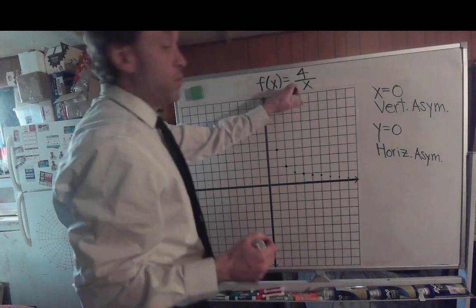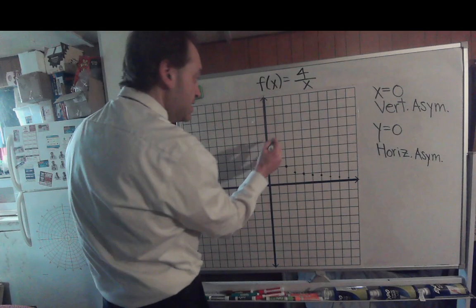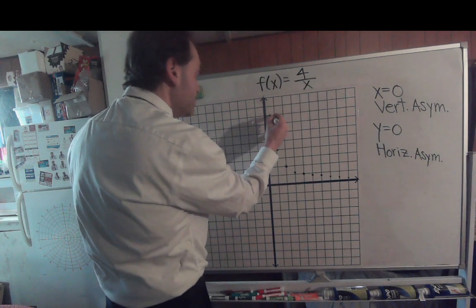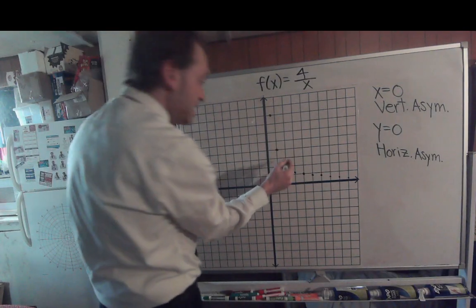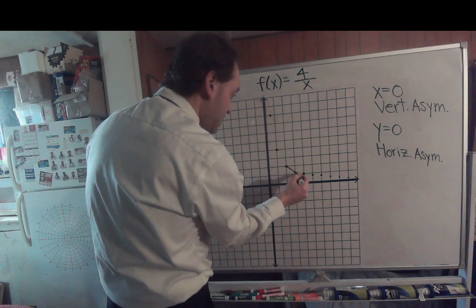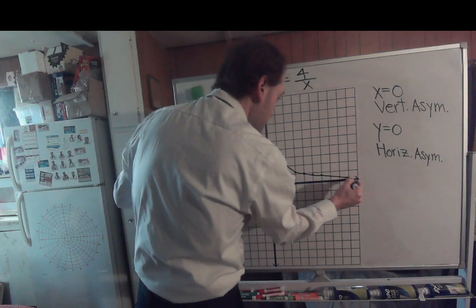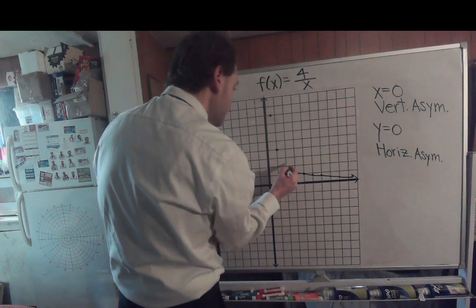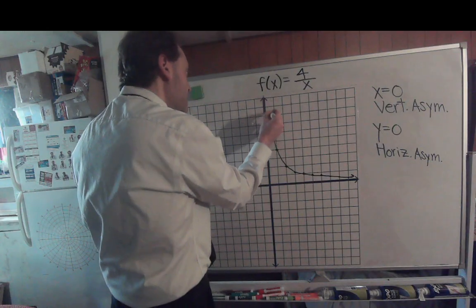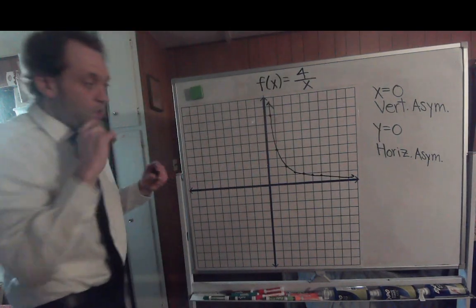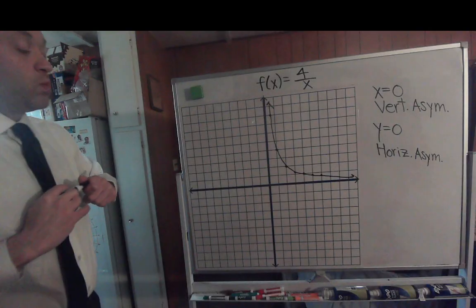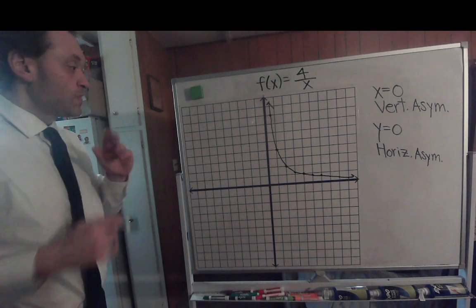Now, what about 4 divided by 1/2? That actually puts you all the way at y equals 8, and then you see it just keeps going up and up, but it's stretched. It looks a little bit different because it's stretched. All right. Now, what about the other side?